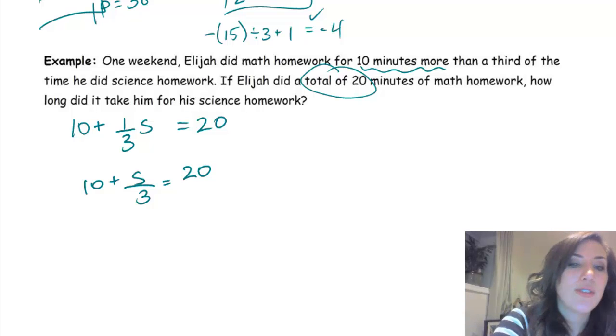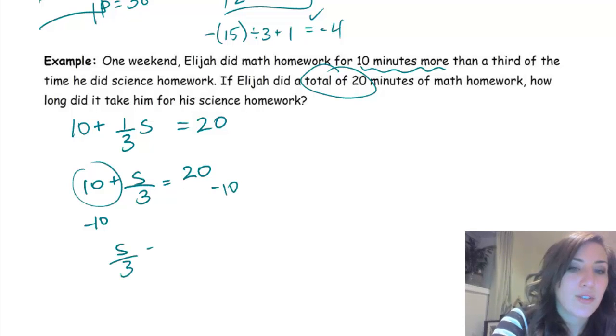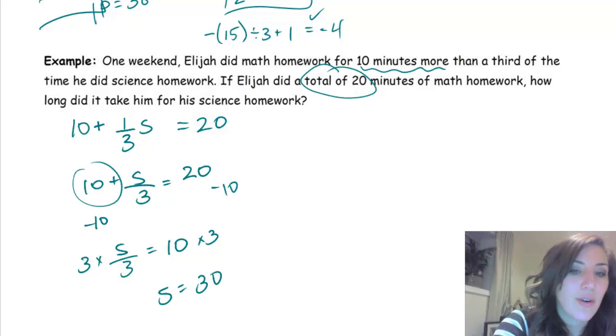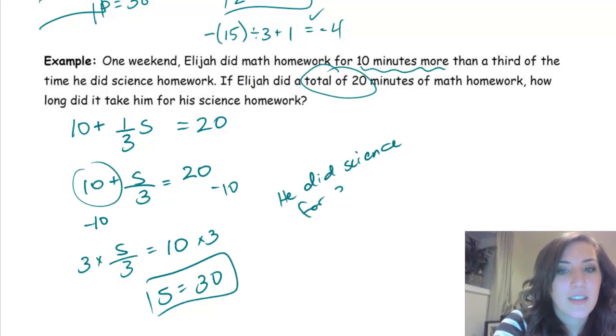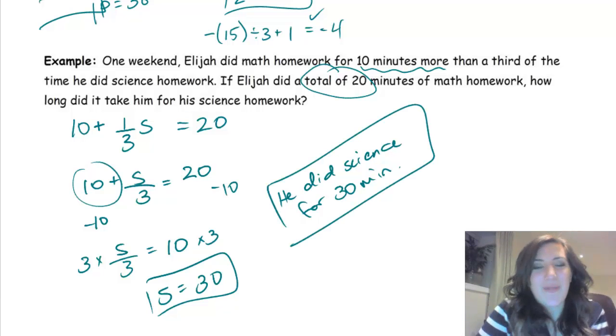Now the first thing I want to do is get rid of this 10, so I'm going to minus 10 from both sides. So s divided by 3 equals 20 minus 10, which is 10. Now I'm going to times both sides by 3. So he did science then for 30 minutes. So I'm going to write that down. He did science for 30 minutes. And we'll box that answer because that's the final answer too.